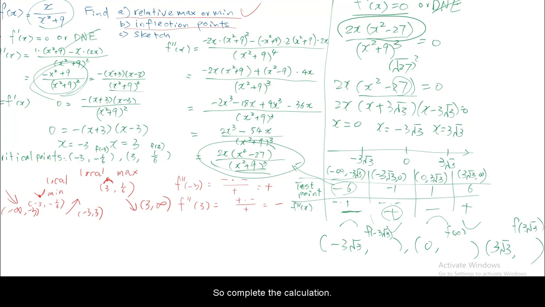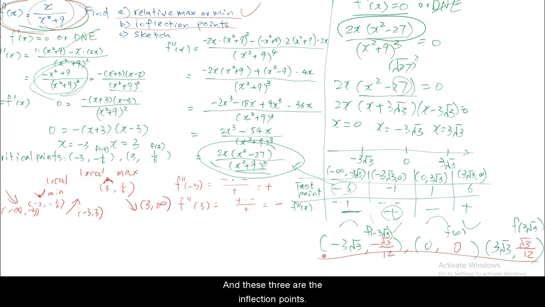So complete the calculation. That will be plugging into the original f of x. That will be negative square root of 3 over 12. I did it on the scratch paper. 0 here, and that's square root of 3 over 12. And these 3 are the inflection points.